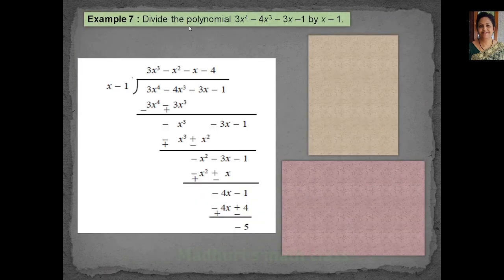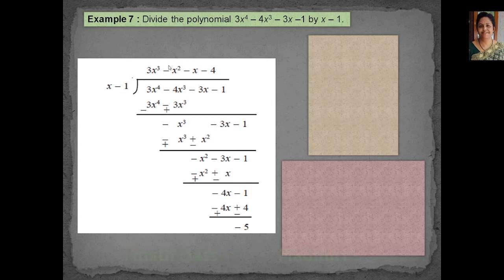So now next, divide the polynomial 3x raised to 4 minus 4x cube minus 3x minus 1 by x minus 1. First we have to arrange the terms of the polynomial according to the power of the variable. The power of the variable should be in descending order. Here it is in descending order. The power of the variable is 4, here 3, here 1 and here 0. The divisor is also in descending order only.